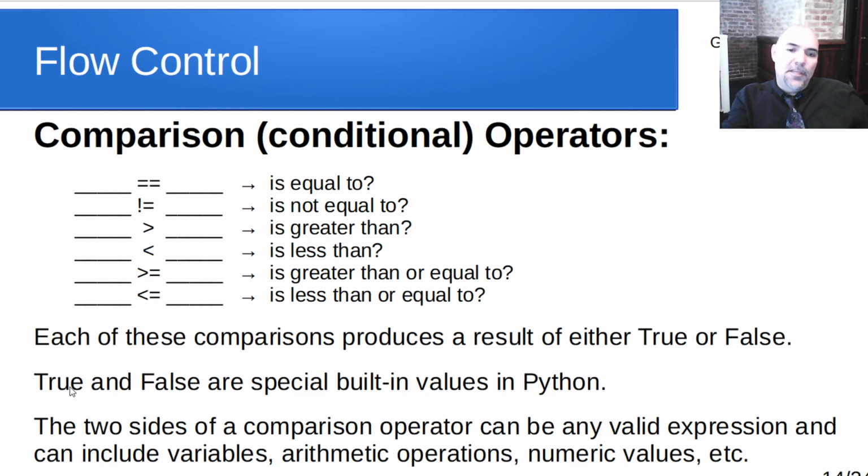And notice that each of these will produce either true or false, and true and false are special built-in values in Python. And the two sides of that comparison, any comparison operator, can be any valid expression. Could include variables, arithmetic operations on numbers and variables, numeric values by themselves, etc. But you have to put something there because to do a comparison, you need two things. Is this equal to this? Is this bigger than this? So you need to have two things that you're comparing there.